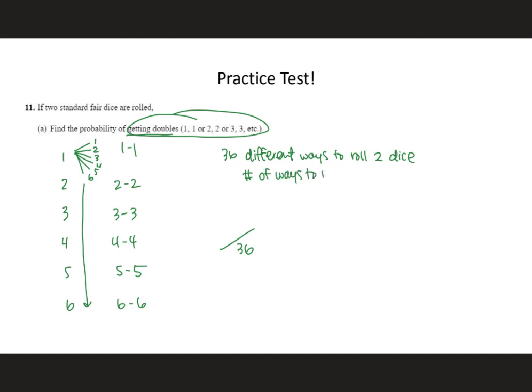to roll doubles, there's 6 different ways. So that means the probability of rolling doubles would be 6 out of 36, or as a decimal would be 0.167.